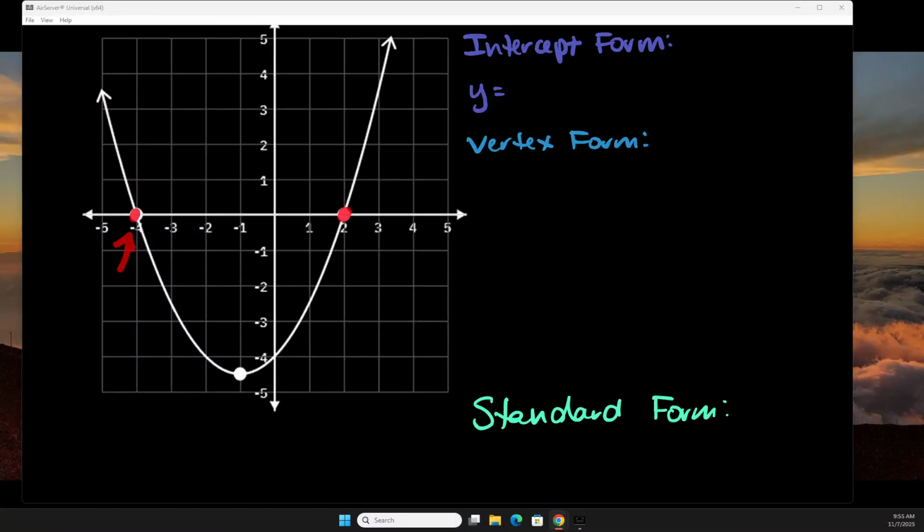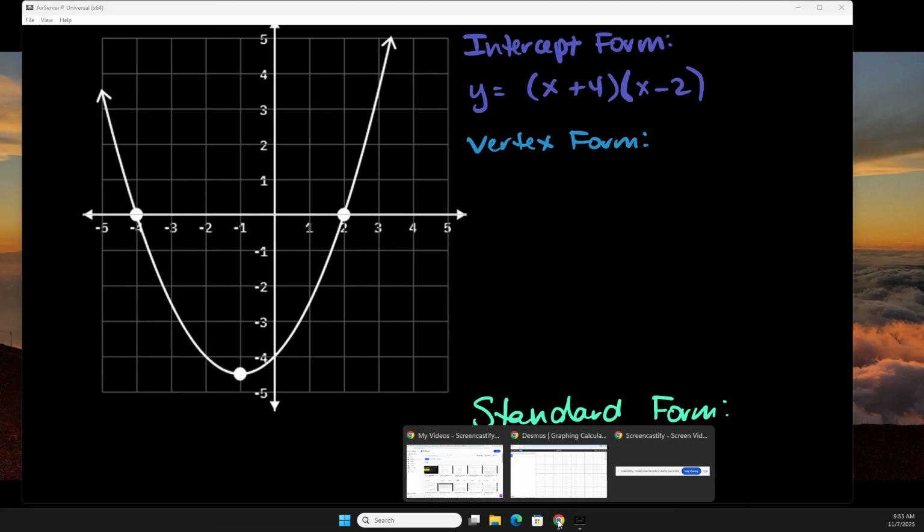And if we have an intercept of -4, we're going to change that to a factor by using the opposite sign. So if the intercept is -4, your factor is x plus 4. And then the same thing for this one. We have an intercept of +2. My factor is going to be x minus 2.